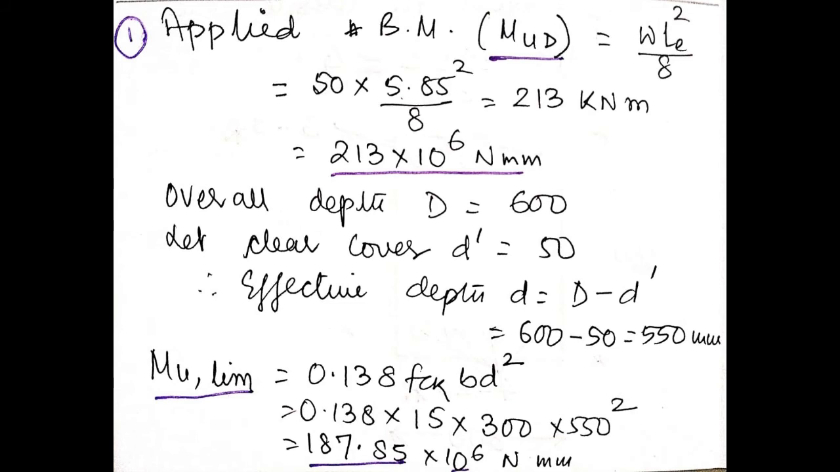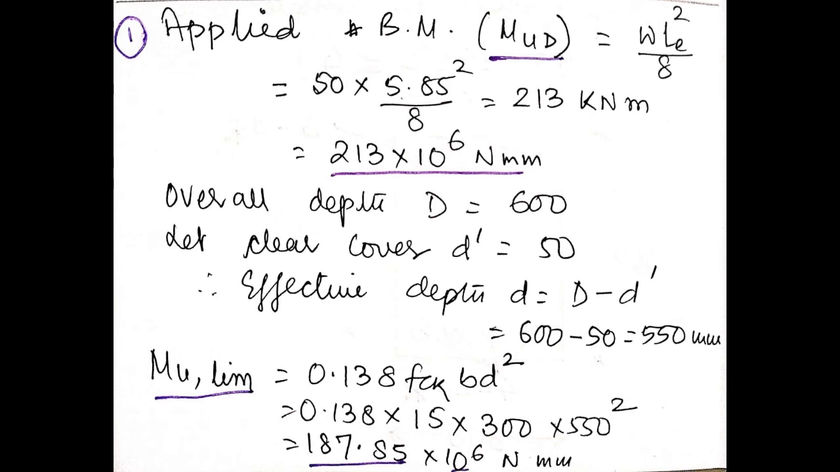Now overall depth is given as 600 millimeter, that is capital D. Let effective cover be 50. Now effective depth will be D minus d dash, that is 600 minus 50, that is 550 millimeter. Now we have to find out the Mu,lim. Mu,lim is 0.138 fck b d square. Here we are using M15 concrete, b is 300 and d effective depth is 550. So this gives us 187.85 into 10 raised to 6 Newton millimeter.